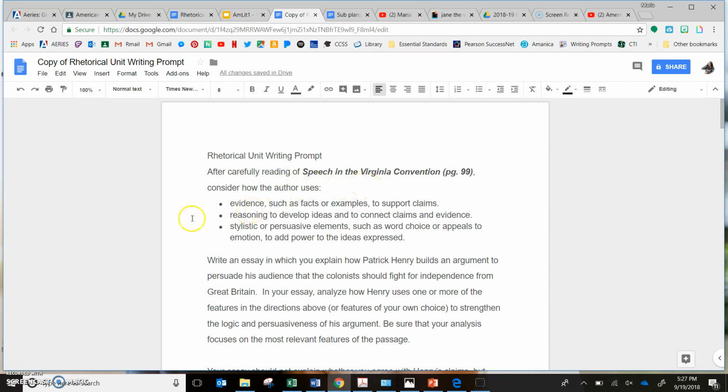I'm looking at how the author is using evidence. So how do they bring in some facts or anything to support what they are saying? Also, reasoning. How do they develop their ideas and then connect their claims to the evidence? Okay, and then what kind of stylistic or persuasive elements, such as word choice, do they use in order to get their ideas across? So I know this sounds like a lot.